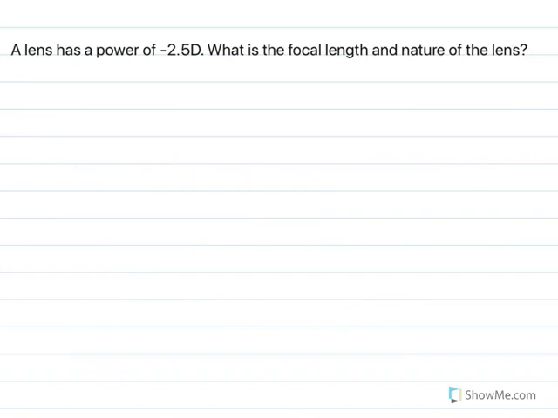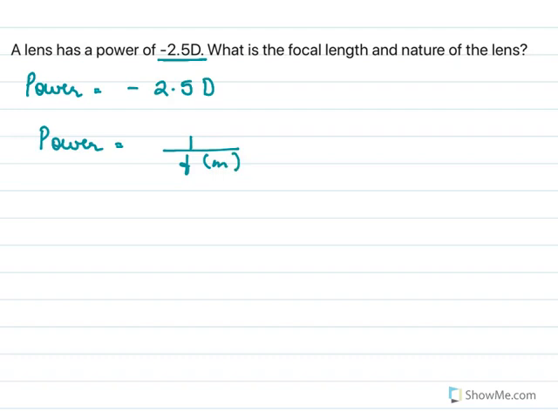A lens has a power of minus 2.5 diopters. What is the focal length and the nature? Power is minus 2.5 diopter. So we know power equal to 1 over focal length in meter. So minus 2.5 equal to 1 by f. So f will be 1 over minus 2.5.